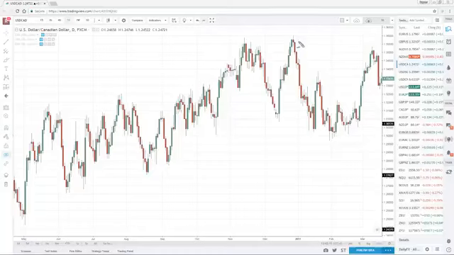I would say this is a variation of the evening star. You have a bullish candle. This one, I will consider somewhat as a doji, even though it has closed lower. And this third candle tells you the sellers are in control as it has closed near the lows of this candle.